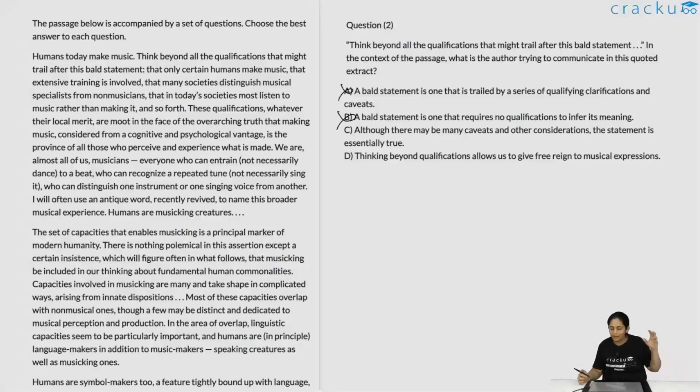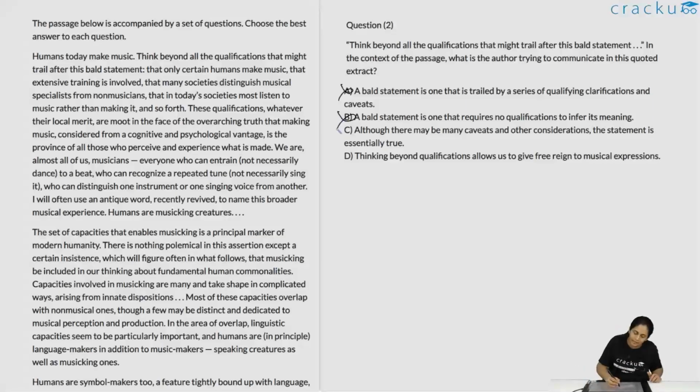Although there may be caveats and other considerations, the statement is essentially true. This is exactly what the author is saying, that this plain statement is essentially true. You can say that not all humans make music, some people are musicians, others are non-musicians, but this statement is essentially true because when you say that the ability to make music is the ability to follow and understand music, then all have musical ability.